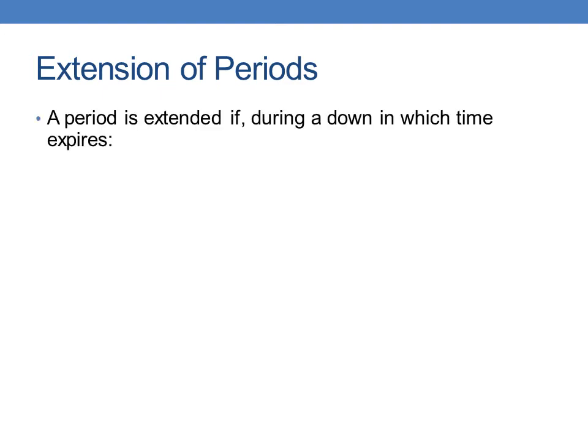So now let's deal with extension of periods. It's important to note that a period is extended if, during a down in which time expires, one of the following things occurs. The first is there was an accepted penalty for a live ball foul. So if we have an accepted penalty for a live ball foul during a down in which time expires, we will extend the period. There are a couple of exceptions here.